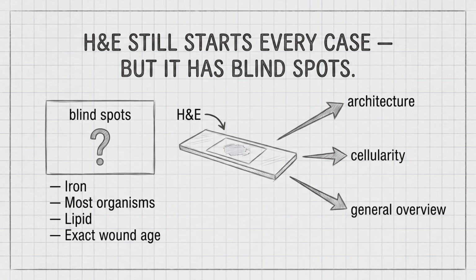This means relying solely on H&E can lead to incomplete or even misleading conclusions, which is unacceptable in forensic investigations. So while H&E is always our starting point, we must be prepared to go beyond it to uncover the full picture. This leads us to consider when and why we need to employ more specialized techniques.